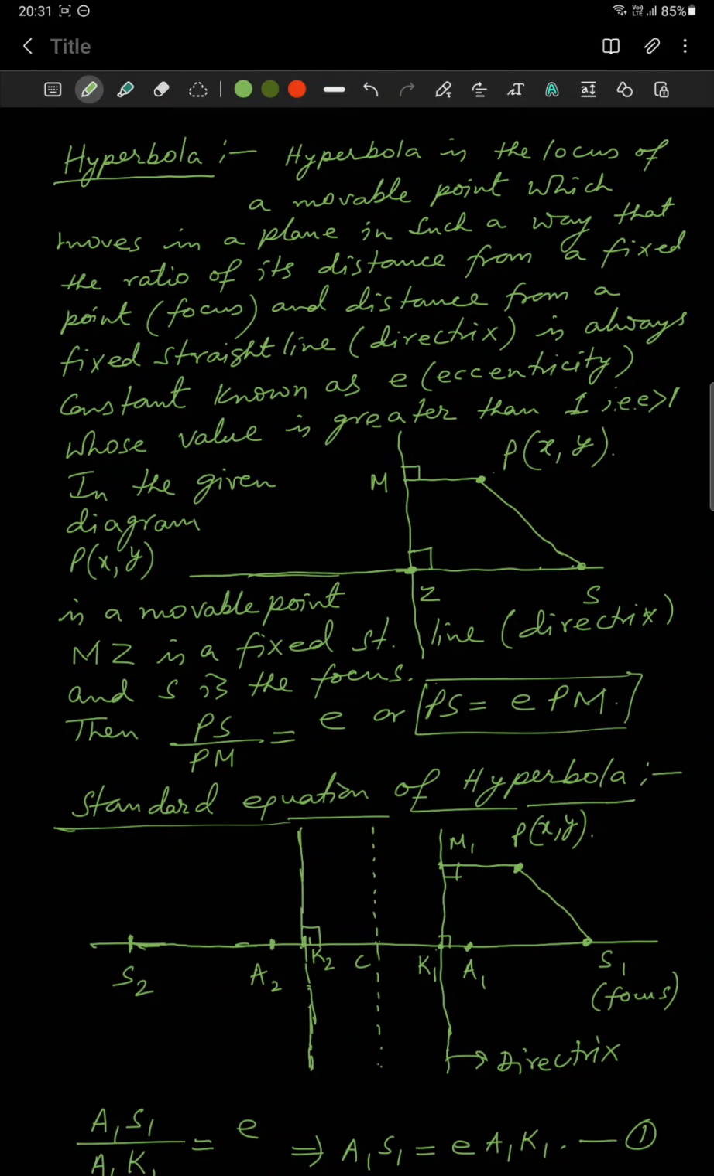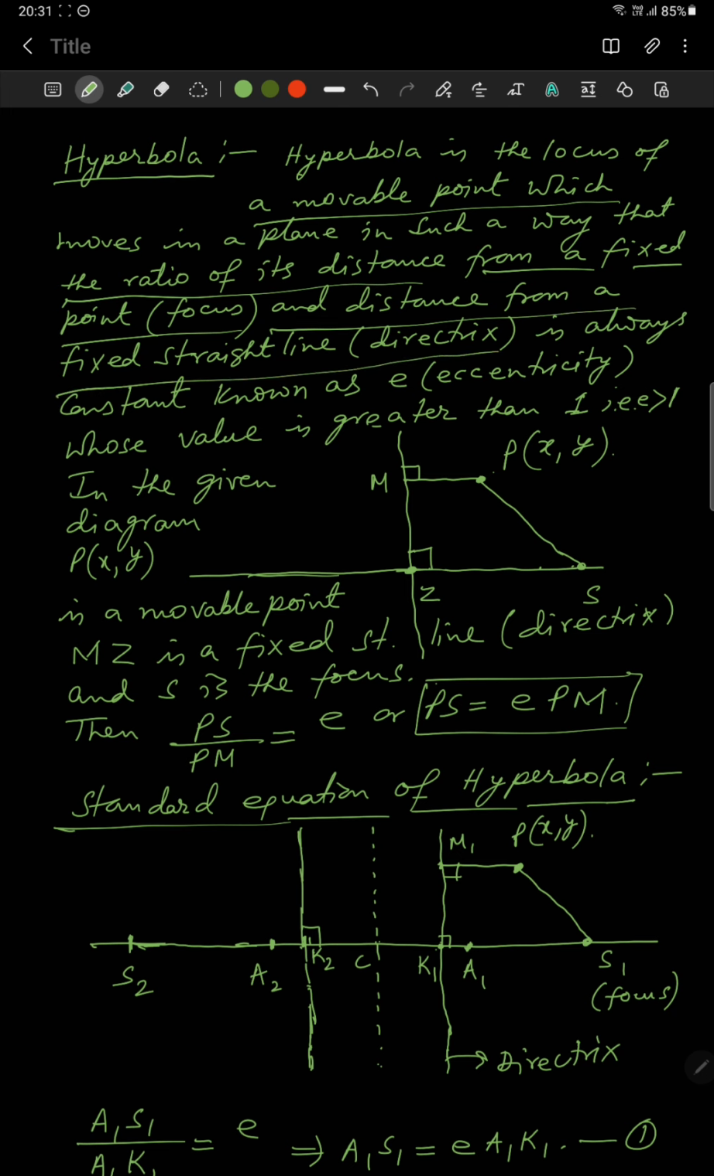Hi students, we are going to start a new topic now, that is hyperbola. As you see, I have already written the definition of hyperbola: the locus of a movable point which moves in a plane in such a way that the ratio of its distance from a fixed point, that is focus, and its distance from a fixed straight line, that is directrix, is always constant, known as E, that is eccentricity, and the value of E is always greater than 1.